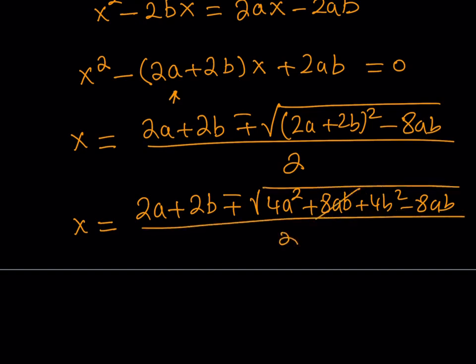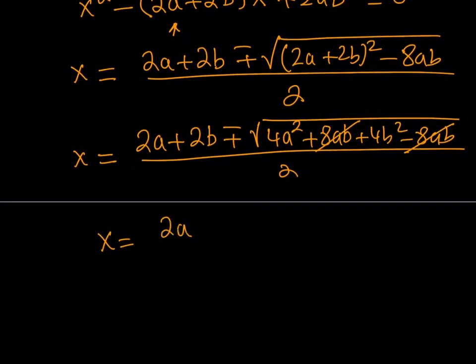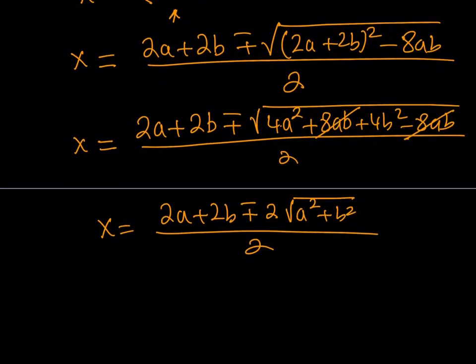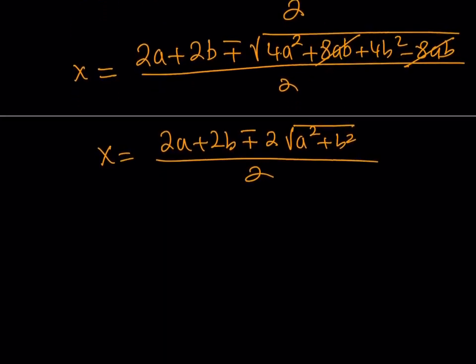Now notice that the 8ab nicely cancels out, leaving us with something nice. Why? Because notice that you can factor out a 4 here. So you're basically getting 4 times the quantity a squared plus b squared, which can then be written as 2 times the square root of a squared plus b squared. And all of that is divided by 2. Now we can divide everything in the numerator by 2, and we're going to be getting our awesome answer. But not just answer, but answers, because we're going to be getting 2 solutions from here.